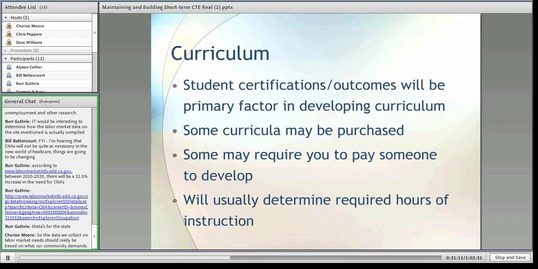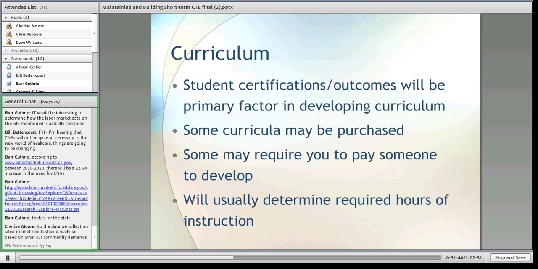The curriculum can be difficult depending upon the career area. You look at your student certifications and outcomes, that will probably be the primary developing your curriculum. Your that specific level of certification. Look at the requirements. Instruction if they're specified, or just specific areas of instruction. Some curricula can be purchased, however it can be quite expensive. But as many of you mentioned, it can be prohibitive. Look at other sources.